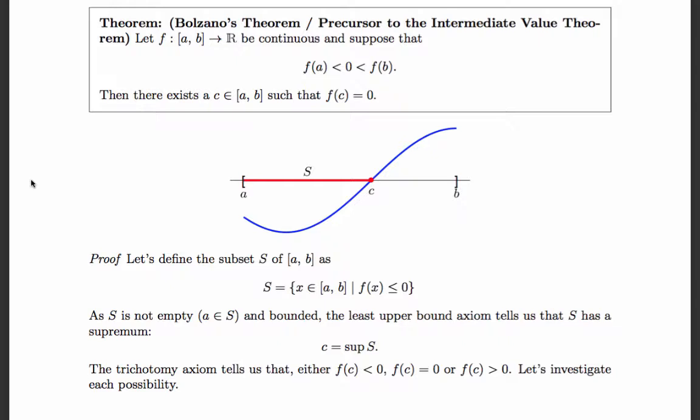Now, the trichotomy axiom tells us that f(c), and by the way, f(c) is defined because c is the supremum of S, which means c is either in S or is an accumulation point of S. And because S is in the interval a to b, c is in the interval a to b. Therefore, I can actually make sense of what f(c) is. So f(c) is negative, 0, or positive. Let's investigate each possibility carefully.